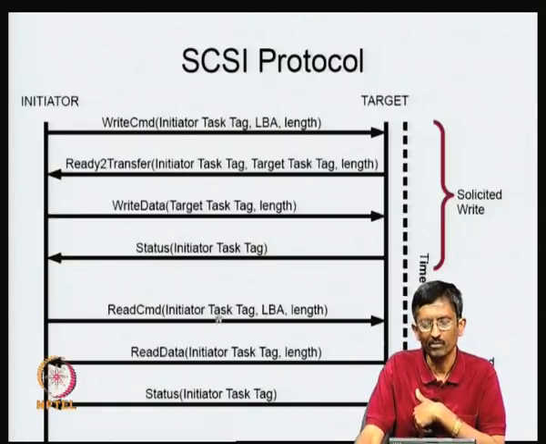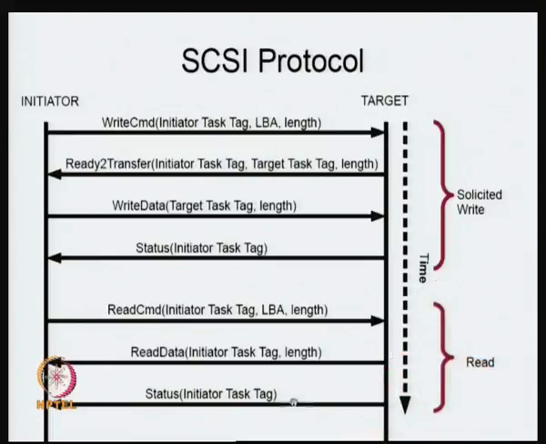Similar thing with read. As I mentioned, for a write there has to be flow control. That's why the ready to transfer is there. Here there is no need for flow control. That's why you will see that you just say the read command, and then the data is sent out, and then the status is also sent out. I hope this part is clear: why there are 4 parts to it and 3 parts to it. It's basically because there is no need for flow control on the read. So, it's a simple model of SCSI execution.